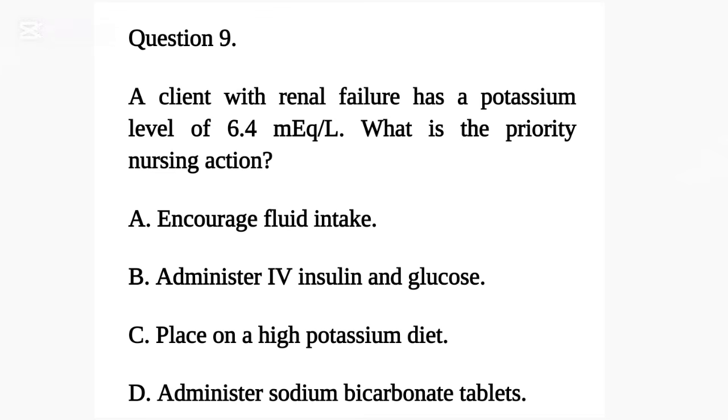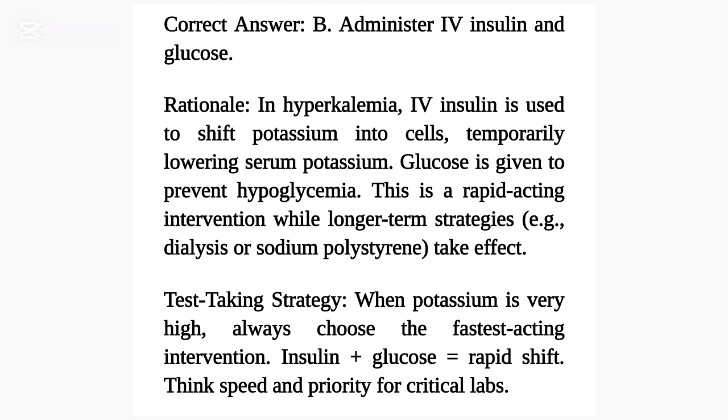Question 9. A client with renal failure has a potassium level of 6.4 milliequivalents per liter. What is the priority nursing action? A. Encourage fluid intake. B. Administer IV insulin and glucose. C. Place on a high potassium diet. D. Administer sodium bicarbonate tablets. Correct answer: B. Administer IV insulin and glucose.